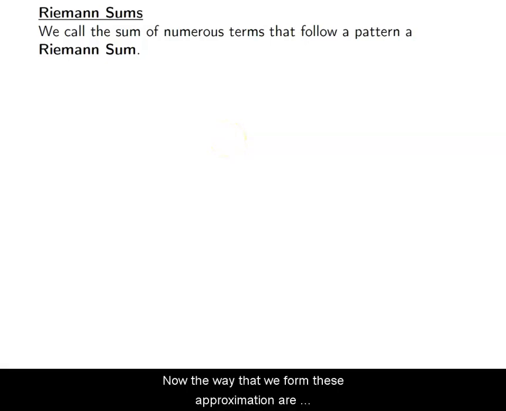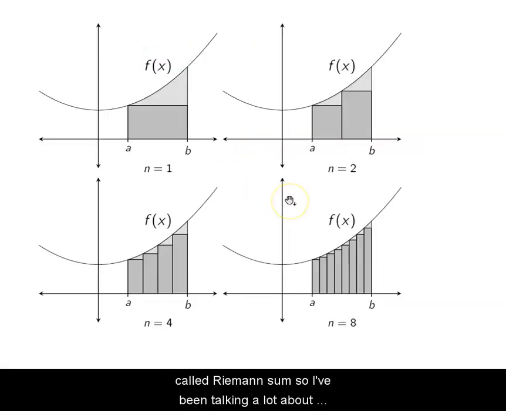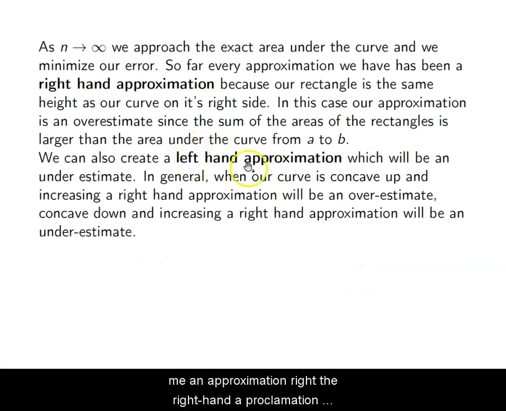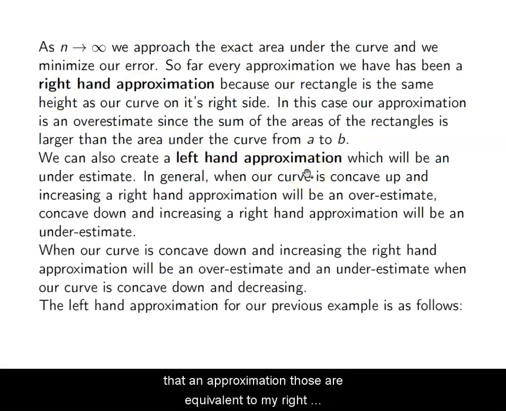Now the way that we form these approximations are called Riemann sums. So I've been talking a lot about adding things together, my summations. My sums give me an approximation, right? So right-hand approximation, left-hand approximation, those are equivalent to my right-hand sum and my left-hand sum, because I'm going to take a bunch of areas, a bunch of rectangles, take their areas and add them together.